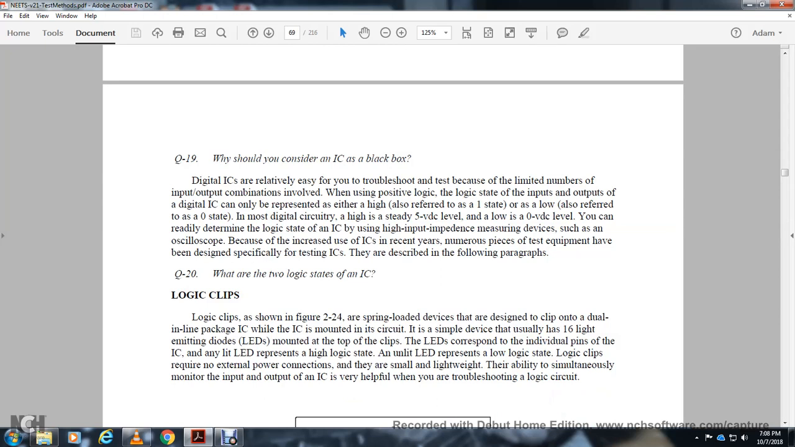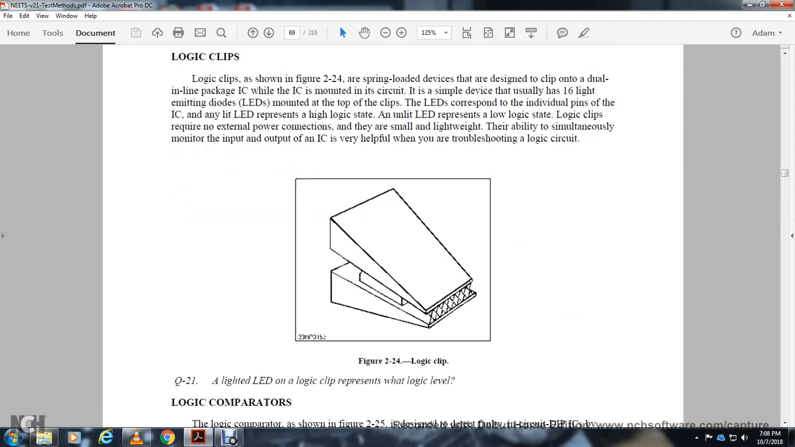Logic clips, shown in figure 2-24, are signal-load devices designed to clip onto the dual inline package integrated circuit. They are mounted within the circuit, a simple device with 16 light emitting diodes and a ground at the top of the clip. The light emitting diodes correspond with the individual pins of the integrated circuit. A lit LED represents the high logic state, while an unlit LED represents the low logic state. The logic clip requires no external power connection. They are small and lightweight. Their ability to simultaneously monitor input and output of the integrated circuit is very helpful in troubleshooting logic circuits.